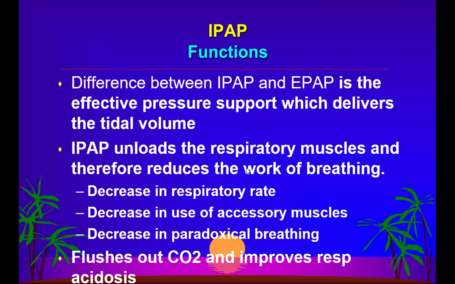The function of IPAP is to deliver the tidal volume. That's why you set the IPAP over the EPAP depending upon how much volume the patient needs. How much of a volume the patient would need, you would judge by his diaphragmatic movement. If the paradoxical movement is gone, it means the diaphragm is now functioning. That is the tidal volume he needs. Reduction in the respiratory rate, improvement in the tidal volume, reduction in excessive muscular respiration.